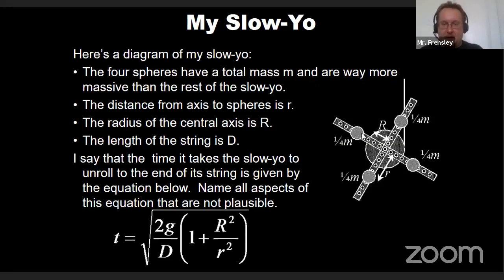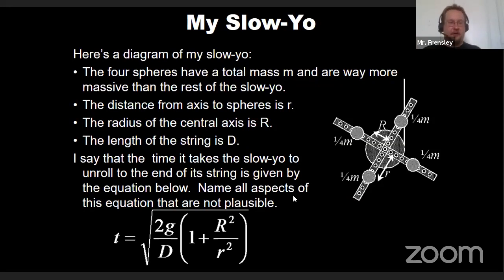Okay, so what have we got here? What we've got here is these four little masses, and the total of the little masses is M, and the masses are way heavier than the rest of this contraption. So that's going to be a key point here, that the four little spheres pretty much hold all the mass. Their distance from the center is lowercase r. And I made capital R the radius of the central axis, and the length of the string is d.